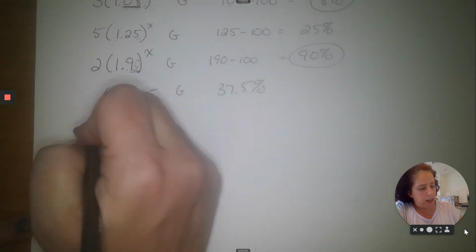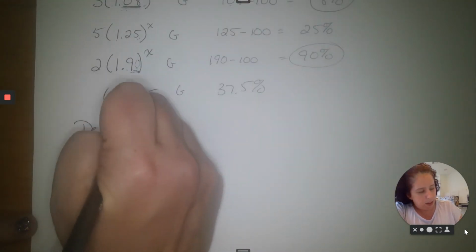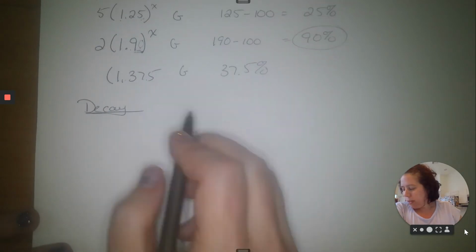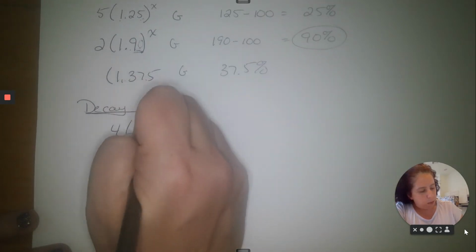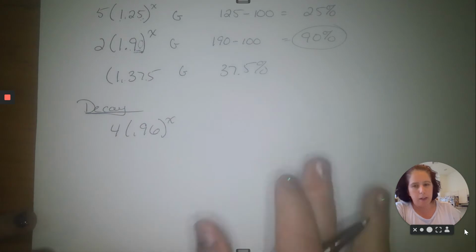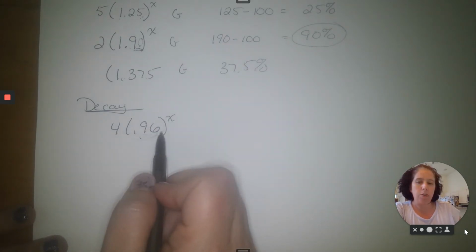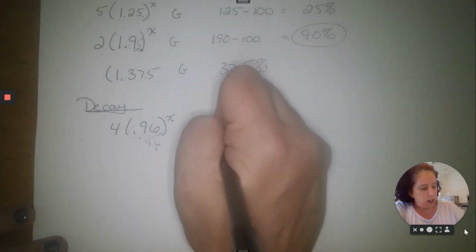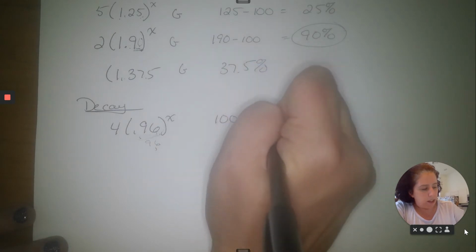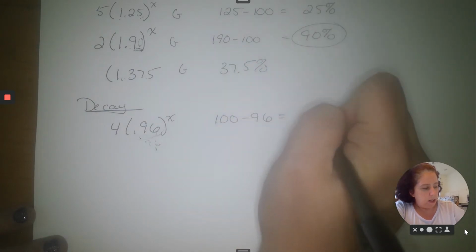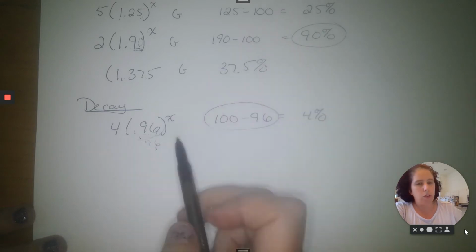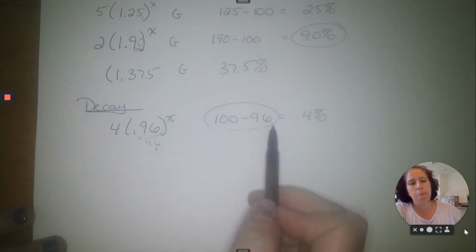Now, decays, okay, they're a little trickier. So if I give you 4 times 0.96 to some random power, right? Okay, so this is going to be a decay. So you're going to do the same thing. You're going to move the decimal back 2 places. So this is going to be 96, right? Okay, but that's not your answer. Okay, you got to do 100 minus 96, and that's going to be 4.